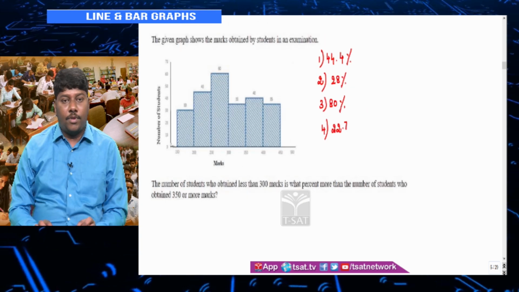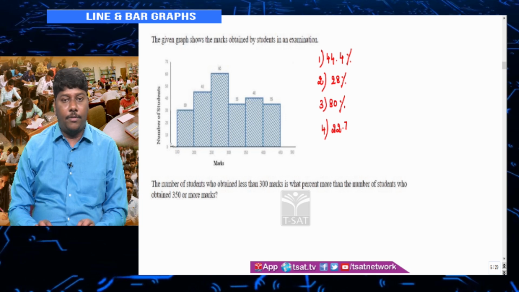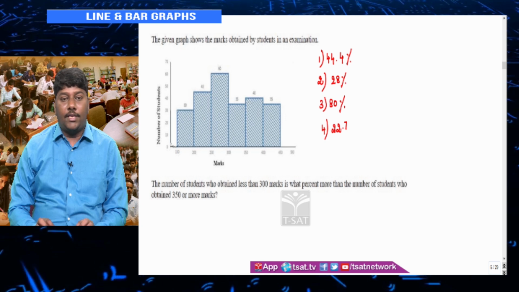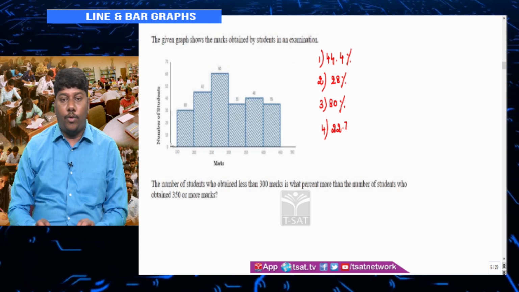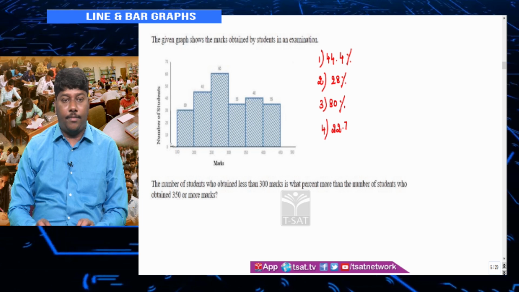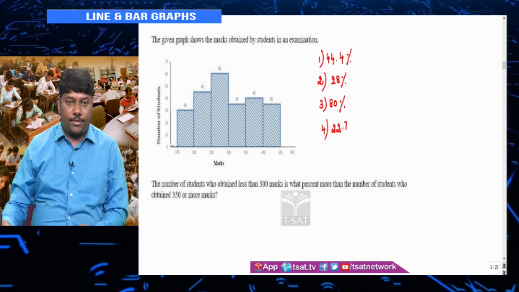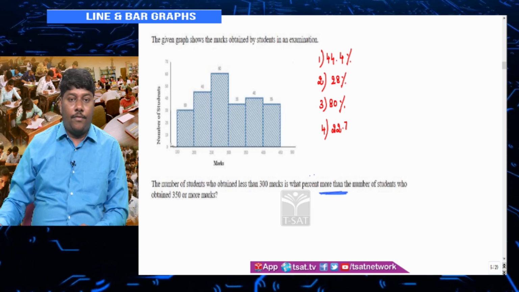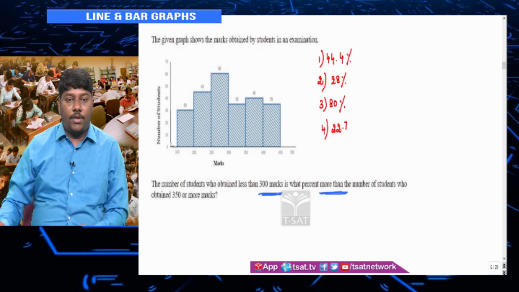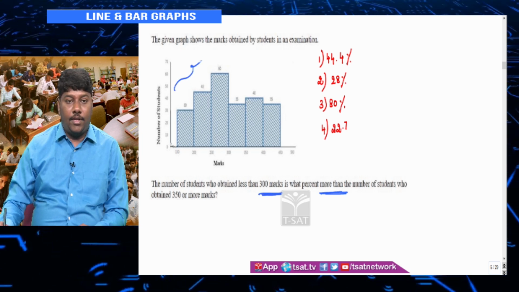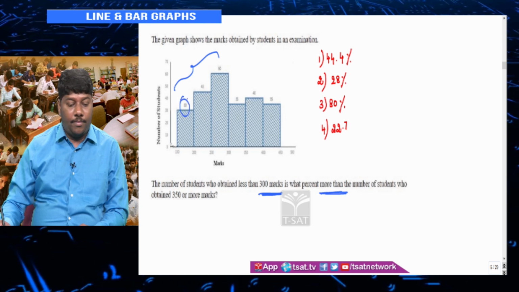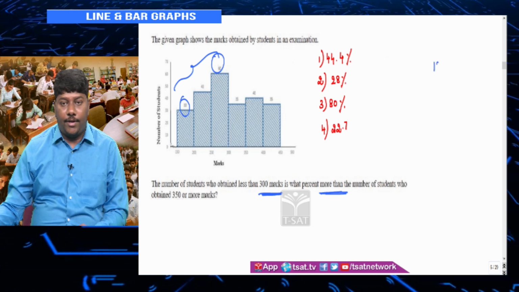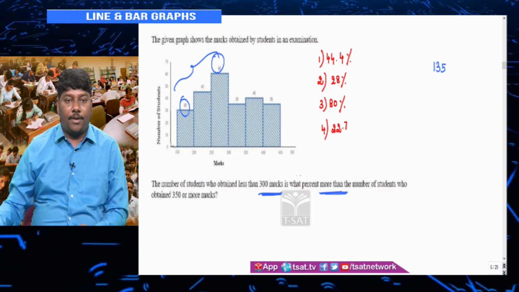Now, look at this question. Similar type, but different values are given here. The number of students who obtained less than 300 marks is what percent more than the number of students who obtained 350 or more marks? He is asking you more, which means percentage increase. First, how many of the members are getting less than 300 marks? Less than 300 is 30 plus 60, 90 plus 45, 135. So, 135 is less than 300, what percent more, right?